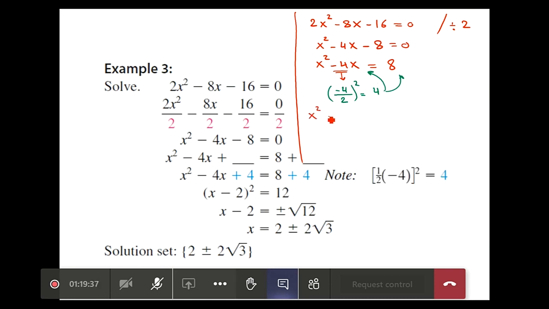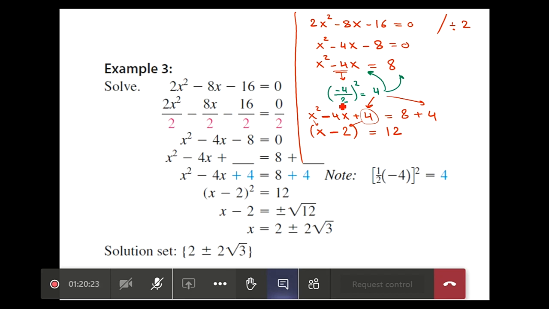Now we have x square minus 4x plus 4 equals 8 plus 4. We added this plus 4 here and here, on both sides. On this side we have x, always x, plus or minus, depending on the sign of the coefficient of x. So we have negative. And the radical of 4, what's the radical of 4? 2. So take the radical, okay?